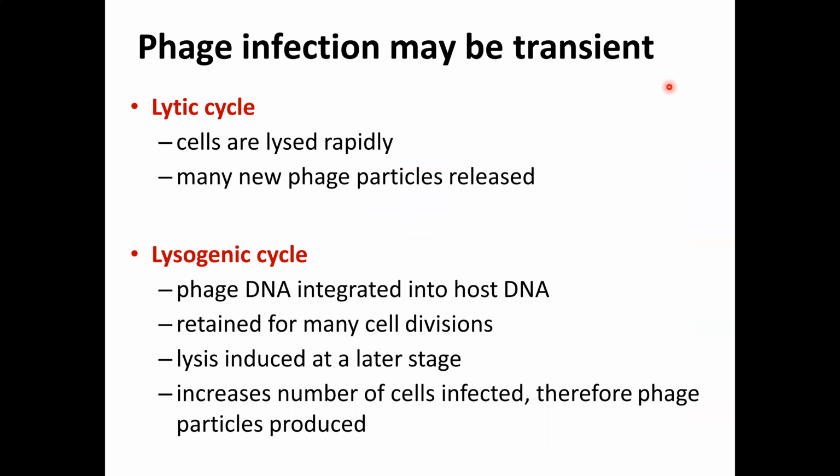Very short lang. So that's why it would be divided into the lytic cycle or the lysogenic cycle. For lytic cells, they are easily and rapidly lysed, so many new phage particles are being released. Whereas in the lysogenic cycle, the phage DNA is integrated into the host DNA, and some is retained for many cell divisions, and these are induced at a later stage, which increases the number of cells being infected. Therefore, phage particles are produced.